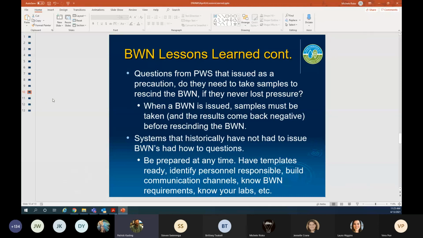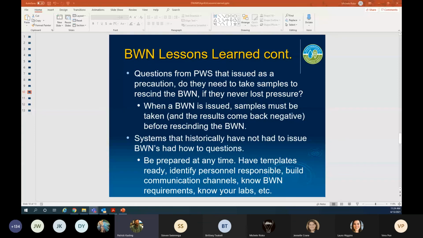The overarching last thing is that this winter storm event affected a lot of systems that do not typically issue boil water notices on a regular basis. So there were a lot of questions from systems about the overall process of issuing and rescinding a boil water notice. I would like to take this opportunity to say that you need to be prepared at any time to issue a boil water notice. Having the templates for the notice ready, to just plug in the specific information about the event so that you can get it out to your customers quickly, is a great way to be prepared.